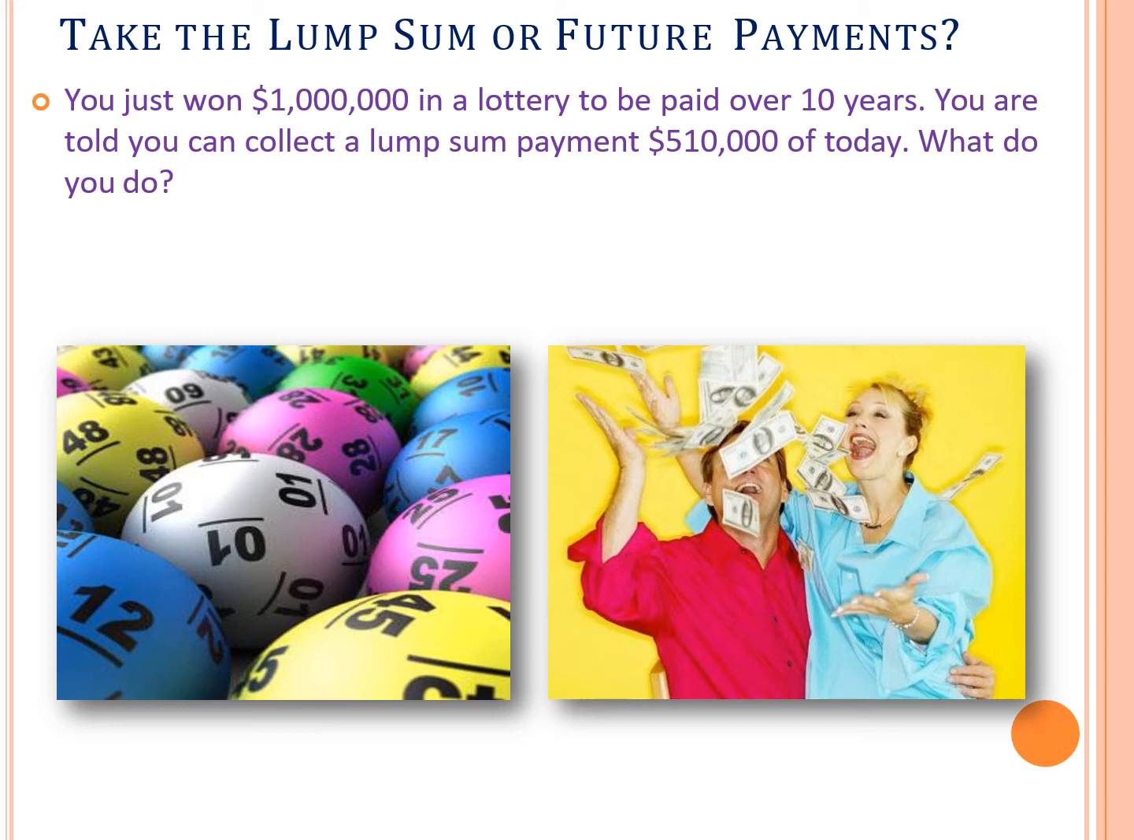Or you could take $1 million spread out over 10 years. So that's $100,000 a year. Wow, what a tough question. Now, guys, this is actually what they do when you win the lottery. They'll offer you a lump sum up front, and if you take the lump sum, you don't get the full amount, but you get money up front, or you could take a smaller amount paid out over several years.